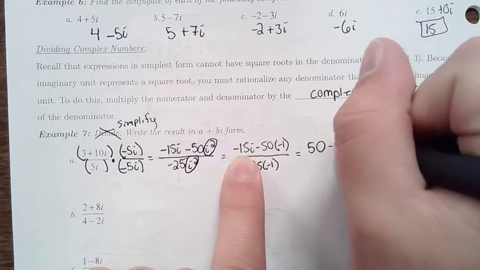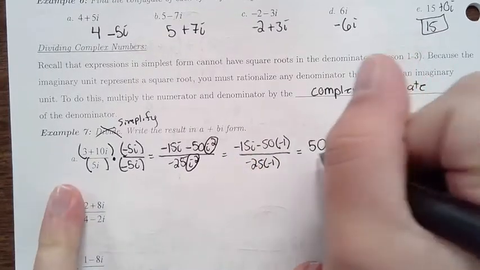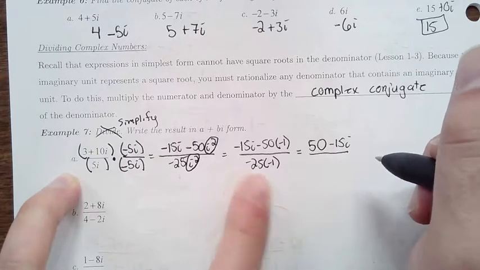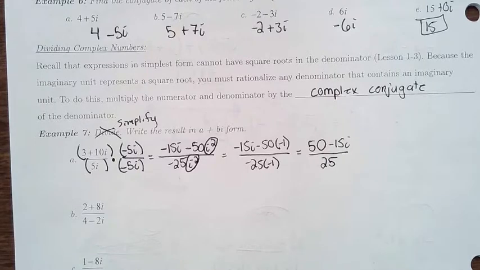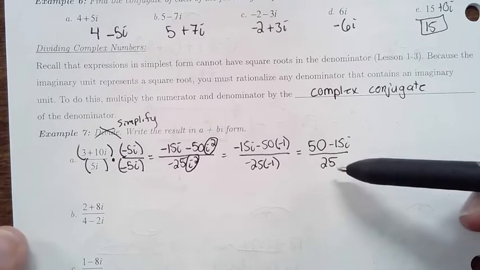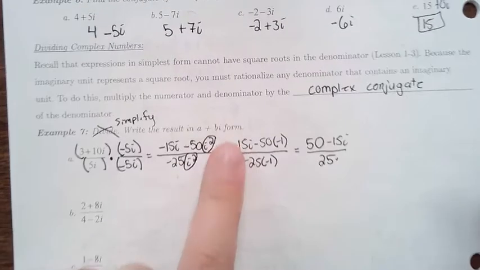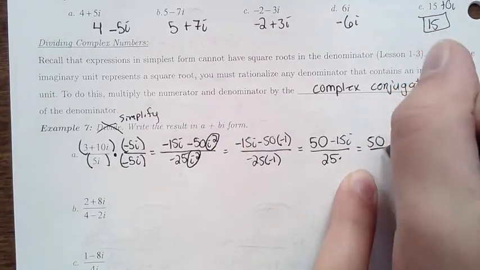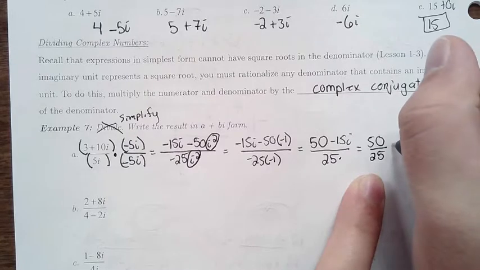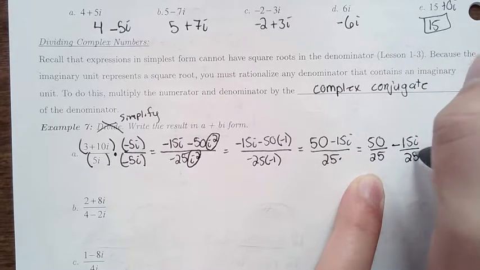I also still have my negative 15i. That hasn't gone away. And I'm dividing the whole thing by negative 25 times negative 1, which is a positive 25. Now, my i is gone. That was what I really wanted. I do not have my i in the bottom anymore, so I am technically closer to being simplified. But I do want to write this in a plus bi form. So to do that, I'm going to actually separate the bottom here. That 25 divides both the 50 and the 15i. So I'm going to divide each one separately.